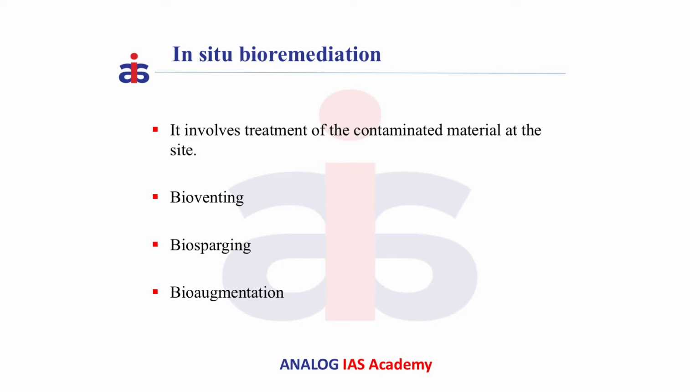There are two types of bioremediations. One is in situ and the other is ex situ. In situ bioremediation involves treatment of contaminated material at the site. Some of the methods are bioventing. It includes supply of air and nutrients through wells to contaminated soil to stimulate the growth of indigenous bacteria.